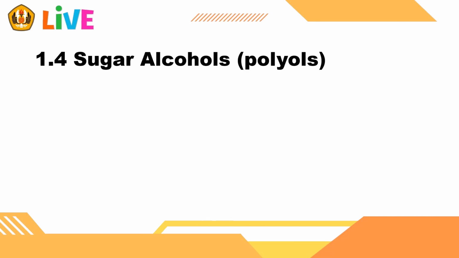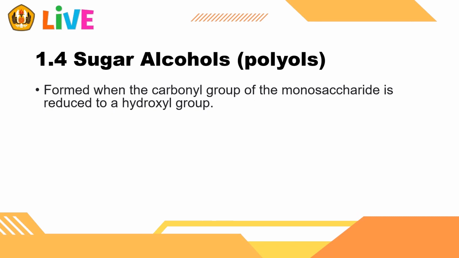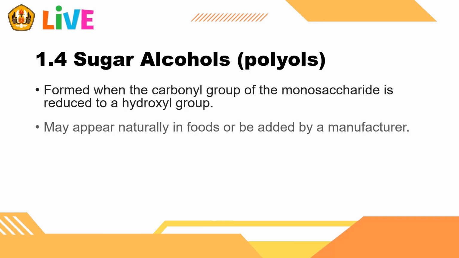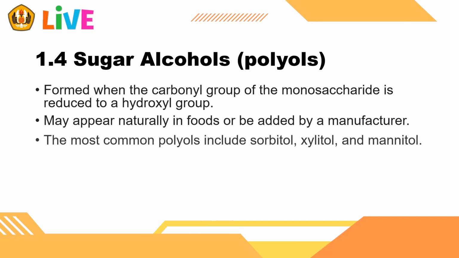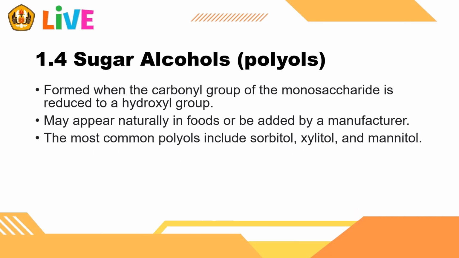Sugar alcohols or polyols are formed from or converted to sugar. They are formed when the carbonyl group of the monosaccharide is reduced to a hydroxyl group. For example, sorbitol is formed when D-glucose is reduced. Sugar alcohols may appear naturally in foods or be added by a manufacturer. The most common polyols include sorbitol, xylitol, and mannitol.